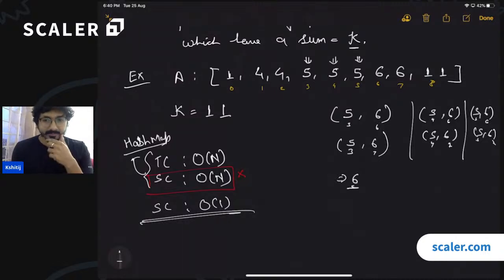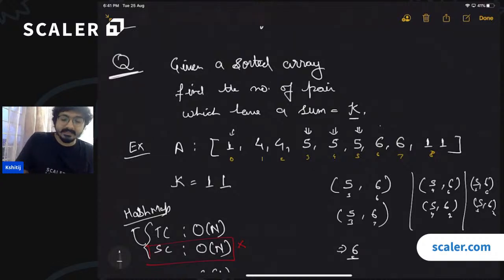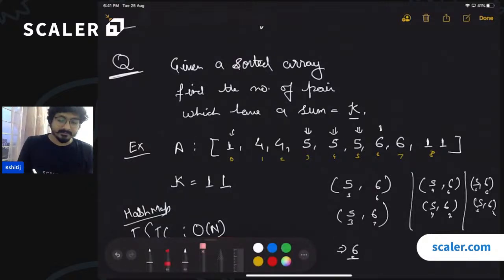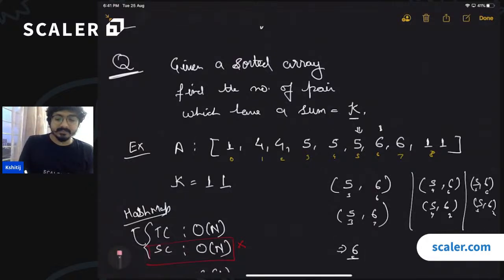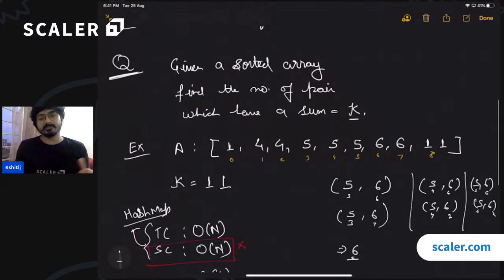That might not work because you just have to find pairs. Now, one element of the pair can be present here. The other element can be present here. So sliding window is not going to work. Definitely, sliding window will work if you are dealing with subarrays where you have to find the sum of continuous elements.